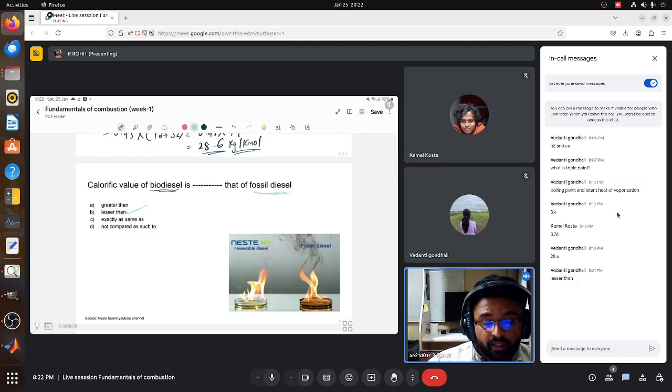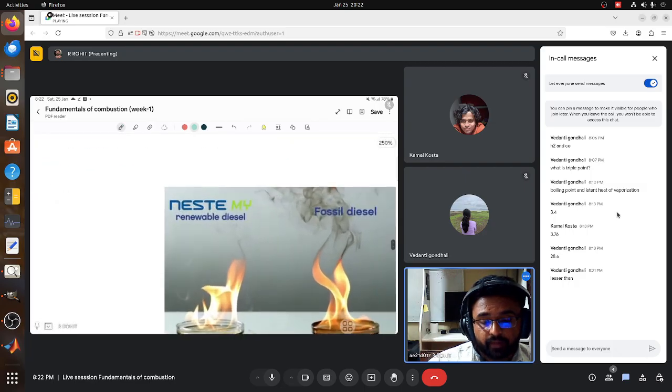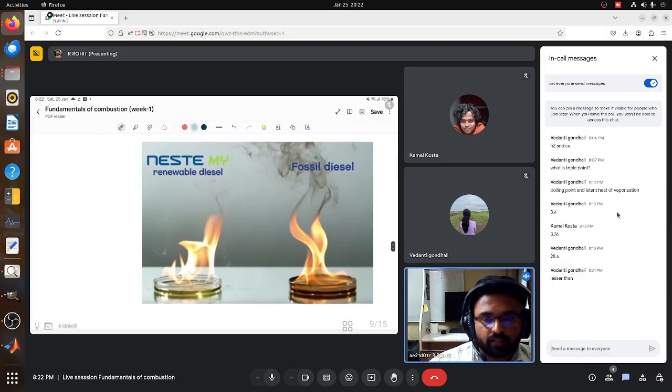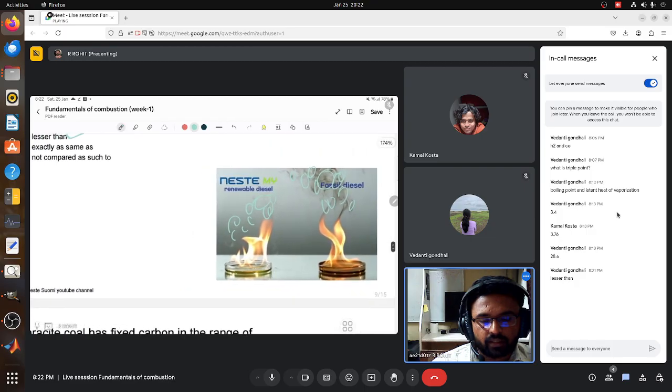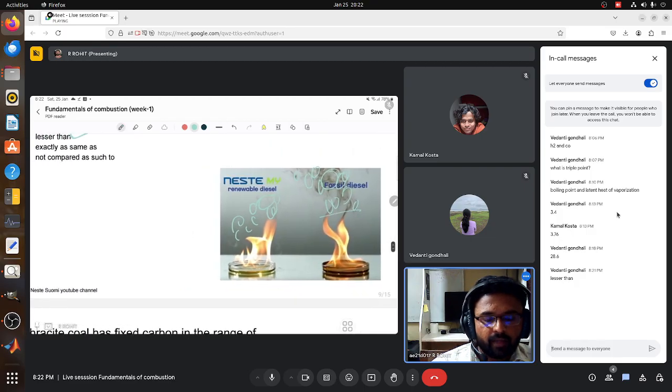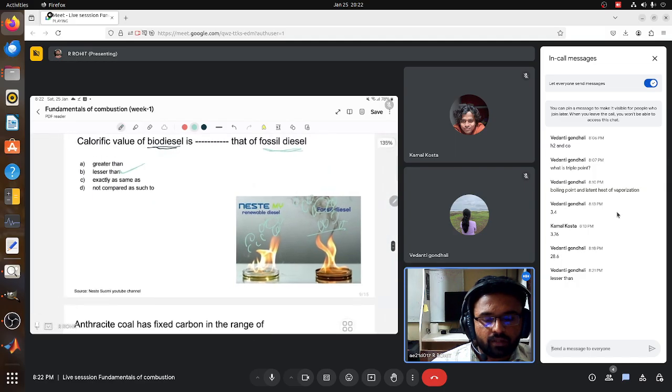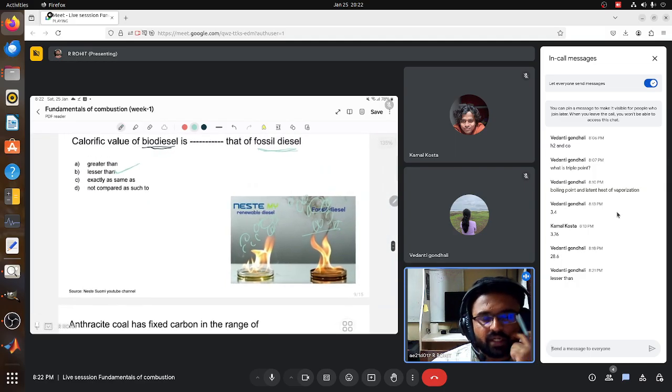And an important thing, if you see the figure that I have shown, you can see a renewable diesel, that is a biodiesel. It has much lesser fumes compared to a fossil diesel, which produces a lot of carbon coming out and incomplete combustion happening here. So fossil diesels have a lot of other components being generated due to incomplete combustion.